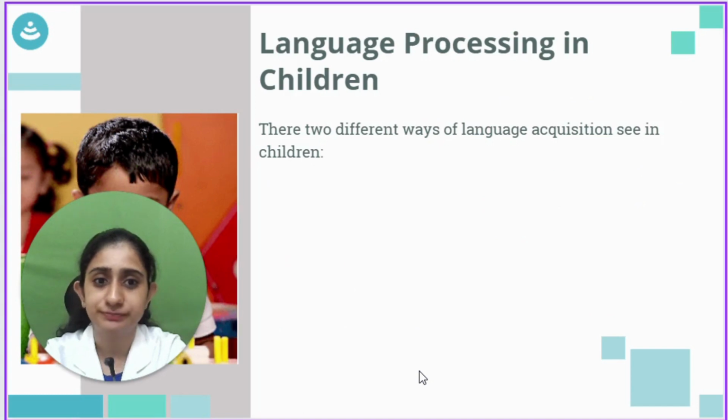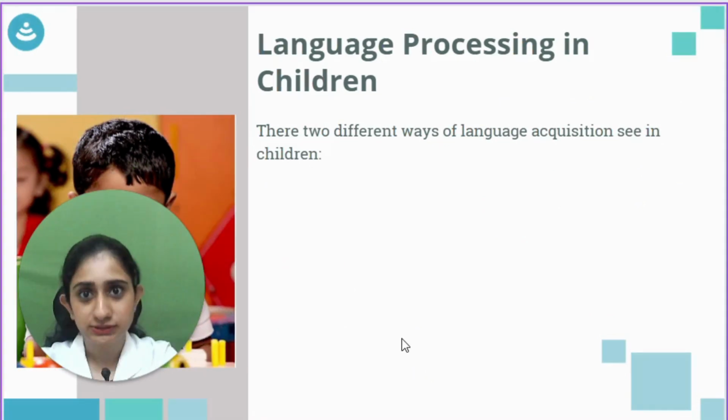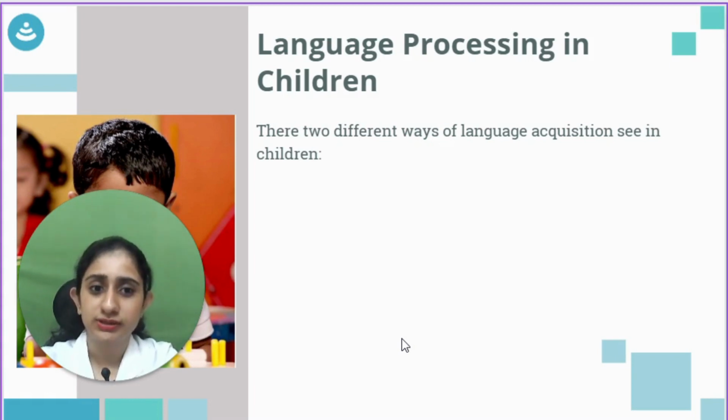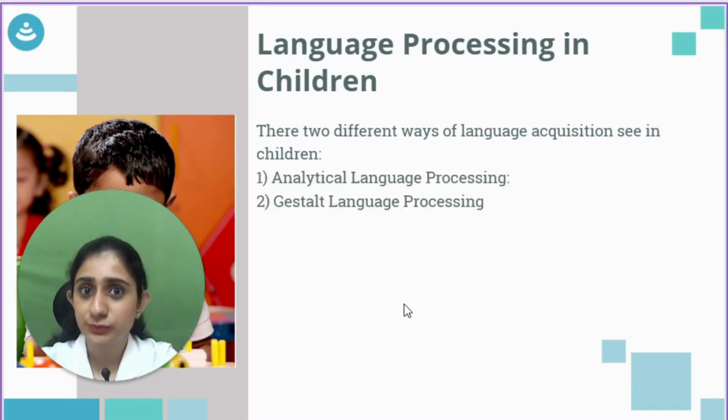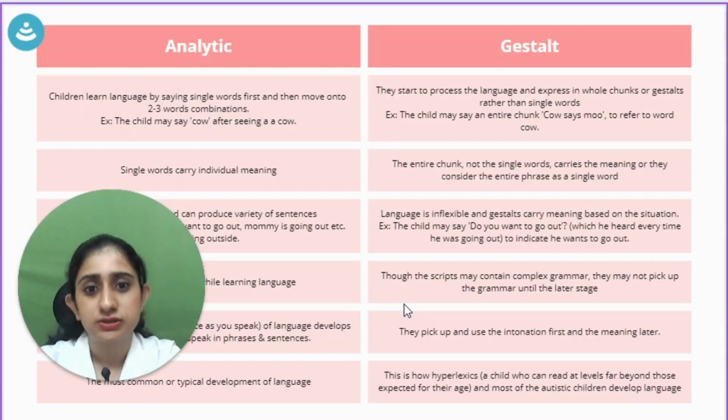Now, let me take you through a completely different but very important topic, which is language processing in children. So there are two different ways through which children learn language. One is called analytic language processing, and the other one is gestalt language processing. So let's look at the differences between these two types of language acquisition.